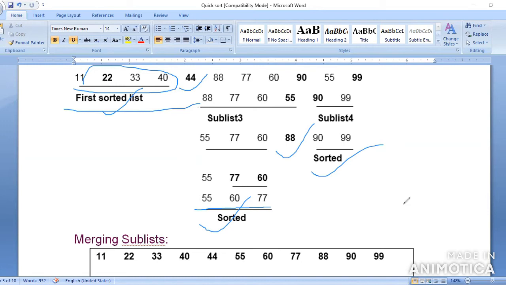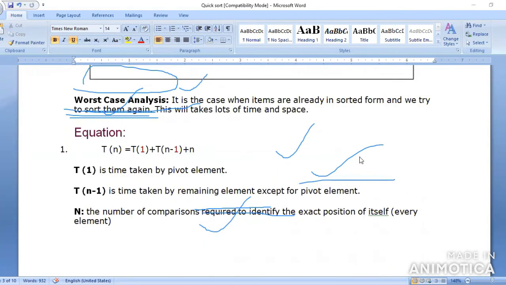Okay, so this is the procedure. Based on the procedure, you have to solve all the problems. After sorting every time, you have to combine them into the final sorted list. Okay, so this is the given problem. Is it clear? This is the sorting algorithm.